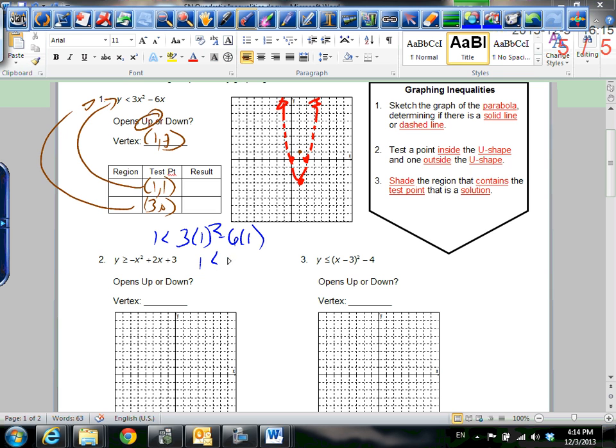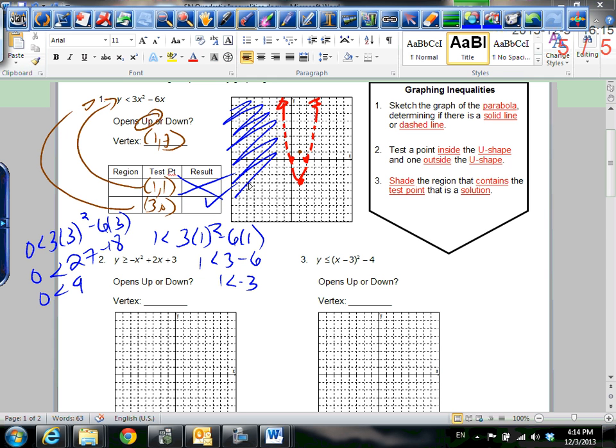So 1 less than 3, because 3 times 1 squared is 3, minus 6, so 1 less than negative 3. So is 1 smaller than negative 3? No. I want to put a big X right there. Then plug in 3 comma 0. So 0 less than 3 times 3 squared minus 6 times 3. So 0 is less than, that gives me 27 minus 18. Is 0 smaller than 9? It is. So I'm not shading on the inside, I'm shading on the outside.